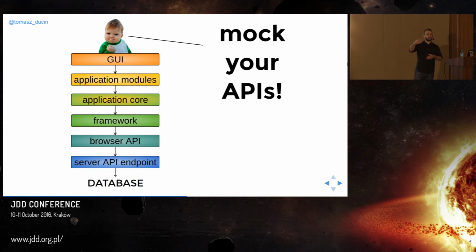Finally, we've got the application modules. This is like displaying a list of customers on the page and enabling me to add a new item into the list. And finally, we've got the graphical user interface. These are all the buttons, all the scrolls, all the things that a user can touch and interact with. So the question is, which layers does it make sense to mock?